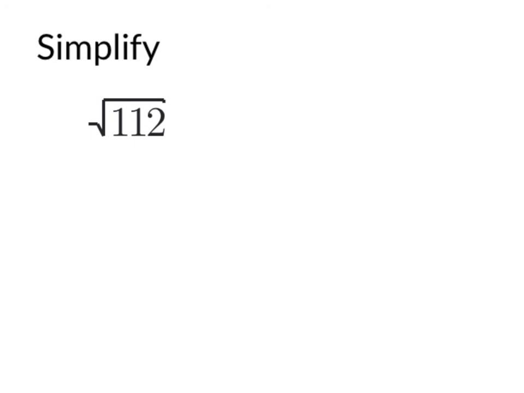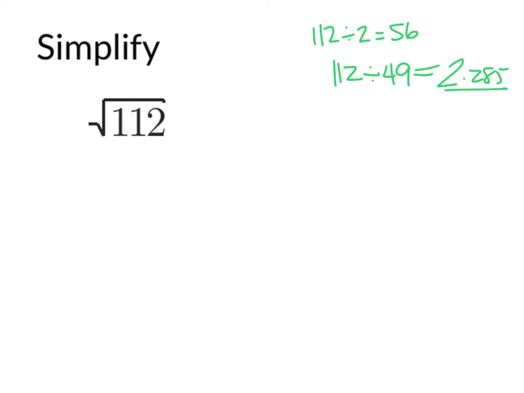Let's try that one more time. With 112, half of 112 is 56. 56 isn't a perfect square, so we go to the next one smaller than that, which would be 49. And try 112 divided by 49. And we get 2.285. Decimal number, not going to work. So work your way down from 49.